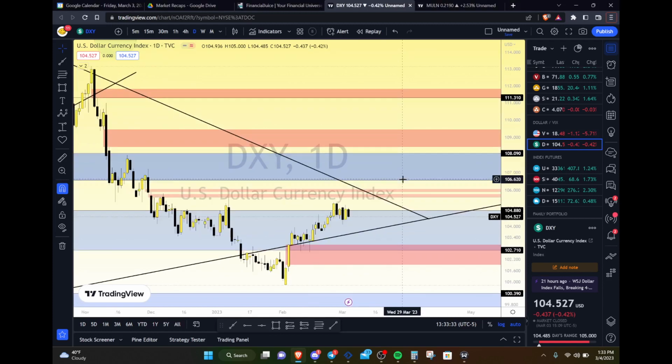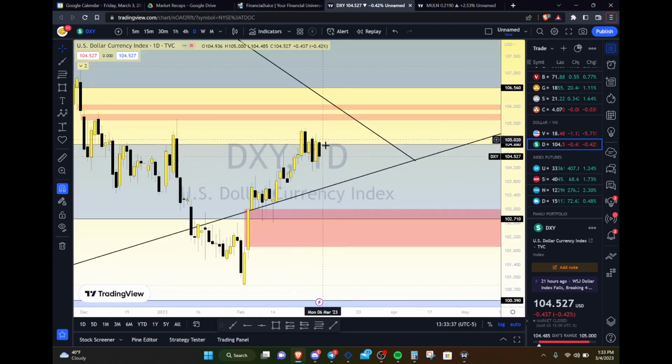So, starting off with the dollar. We closed off Friday pretty interestingly. We've been fighting around the 104.88 zone generally, and in my opinion, we are showing signs of finally breaking down. Again, a minor breakdown, probably back towards around 104 to around 103.7.